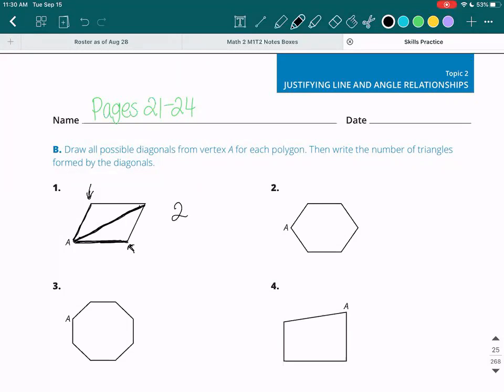All right, let's do number 2. So from corner A, we got all these other corners that we can draw a line to. If I draw to this one or this one, that's just the side of the polygon. It's not a diagonal. Now let's draw the other diagonals.